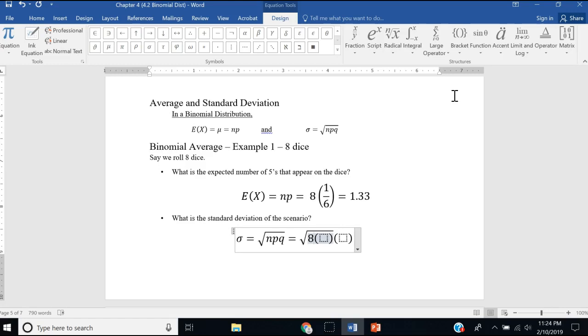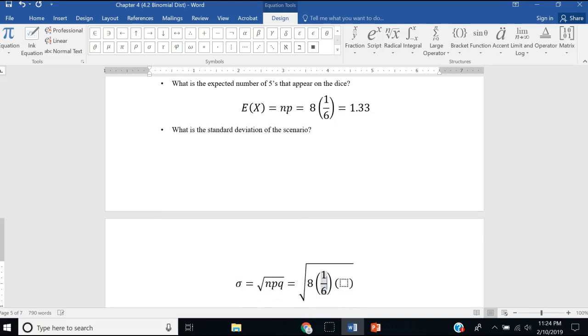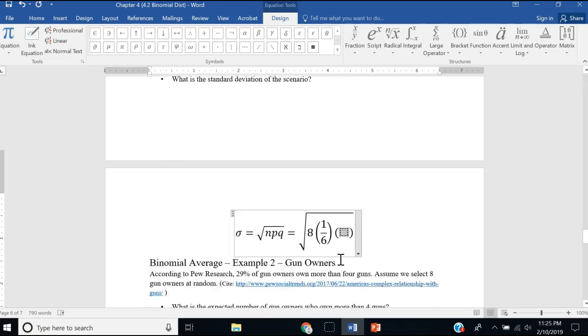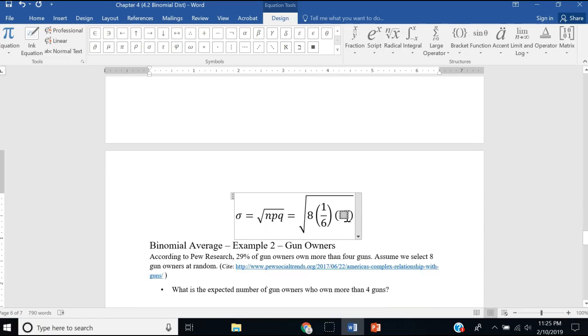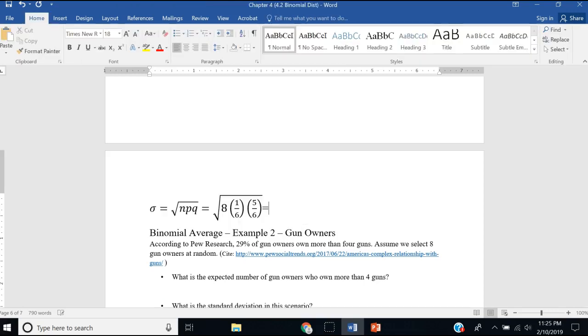Let me actually rewrite this. Now, one thing I do want to mention, I'm putting these things in parentheses just so it's sort of easier to see. When I type it into my calculator, I'm just going to put 1 divided by 6 and multiply in there. And if 1/6 is the probability of success, then 5 out of 6 is the probability of failure. Again, that's on each trial.